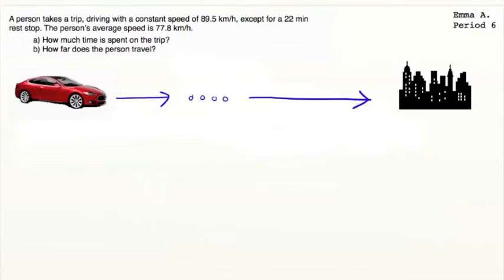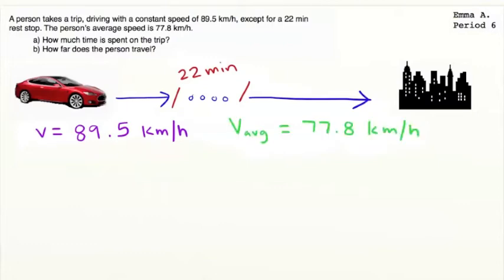So the car is driving towards his destination but makes a 22-minute stop where he will not be moving. And we know that his constant velocity is 89.5 kilometers an hour, while his average velocity is 77.8 kilometers an hour. Okay, so let's write down our velocity formula, which is velocity equals total distance over total time. And we can actually rearrange that formula and say distance equals velocity times time.